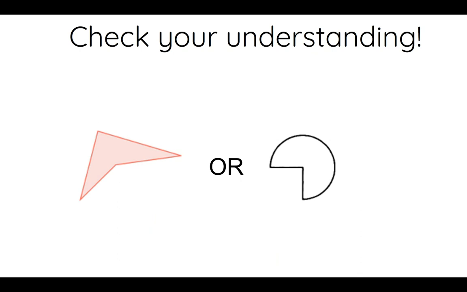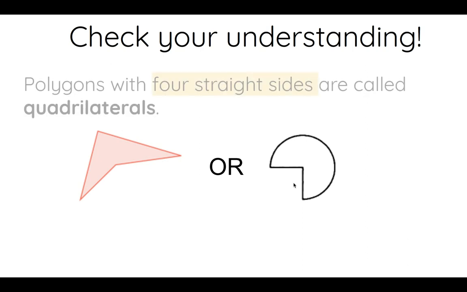Perfect. Okay, so let's check our understanding. I see 2 shapes. How are these shapes similar and how are they different? I know one shape is red, one is black and white. I see this shape here has 1, 2, 3, 4 sides, so I know this is a quadrilateral. I see this shape here has 1 straight side, 2 straight sides, and then a curved line. Kind of looks like a piece of a pie or pizza was taken out.